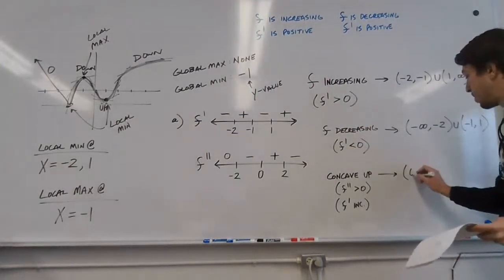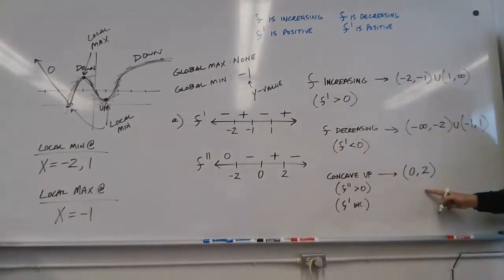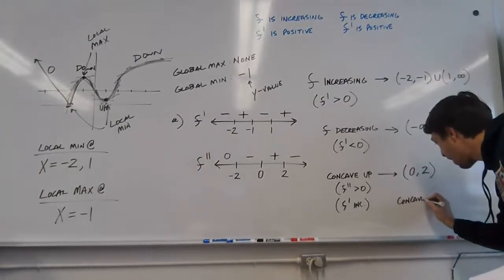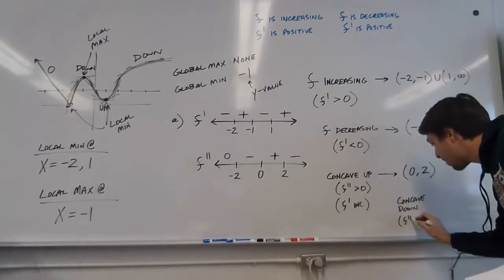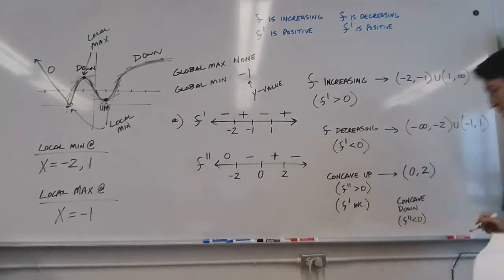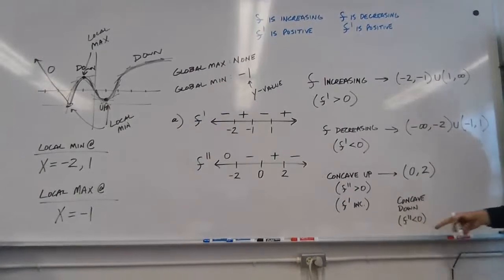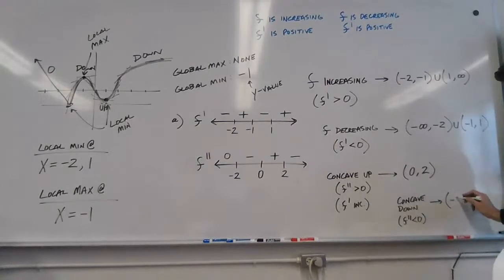So when are we concave up? From 0 to 2. Keep in mind that's an interval, not an ordered pair. It's not the point (0, 2). It's the interval of x values from 0 to 2. And then almost out of room here. Concave down. Now remember, concave down is when the second derivative is negative, aka when f prime is decreasing. So what do we get here? From -2 to 0 and then 2 to infinity.